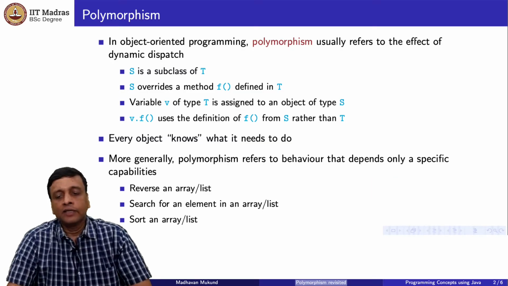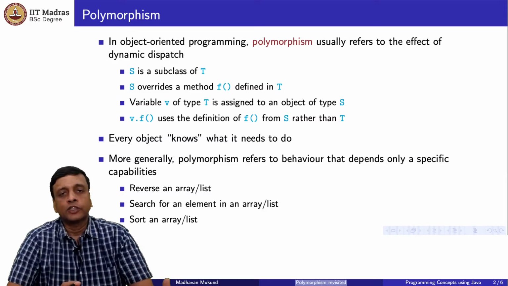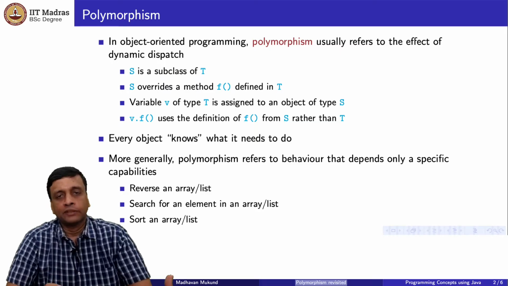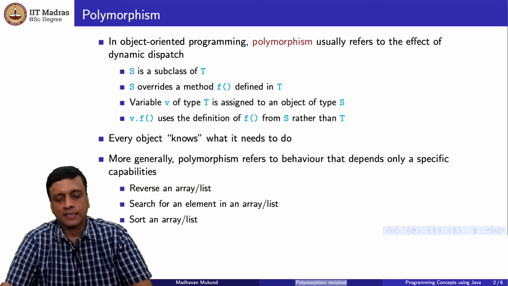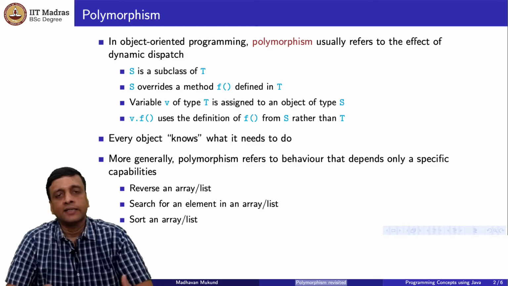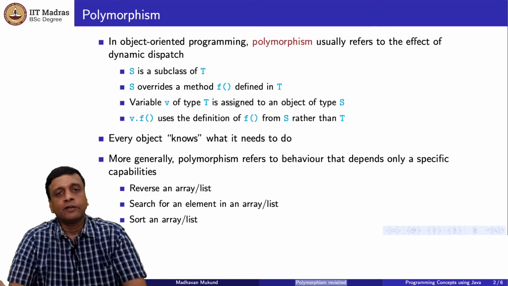So this is a very limited view of polymorphism, which is associated with having one type overriding the function of another type. Normally in programming languages, polymorphism is more general than this, and it's talking about behaviors that require only specific capabilities. We have already seen this in a sense in sorting, but let's look at three examples. The first is, supposing I have an array or a list of objects and I want to reverse it. Clearly, reversing a list or an array has to do with the positions of the elements. It doesn't depend on the elements themselves.